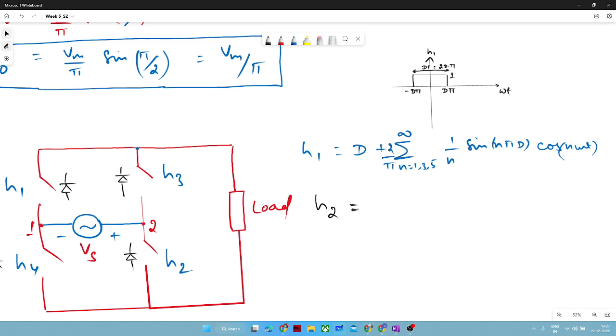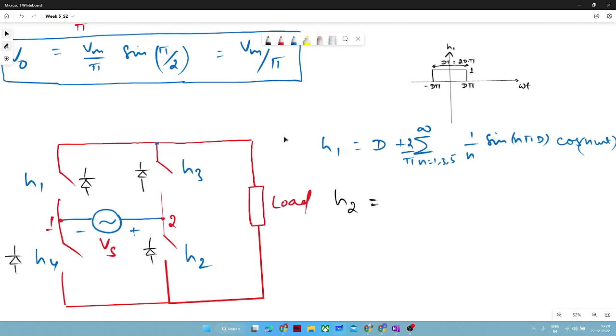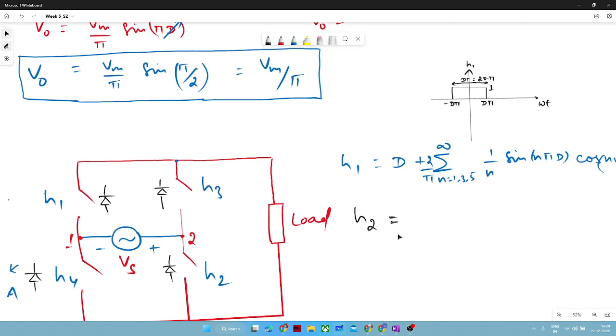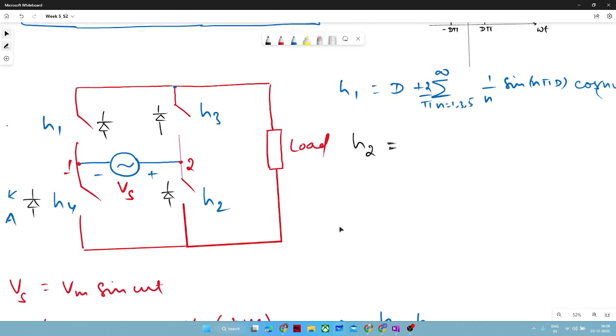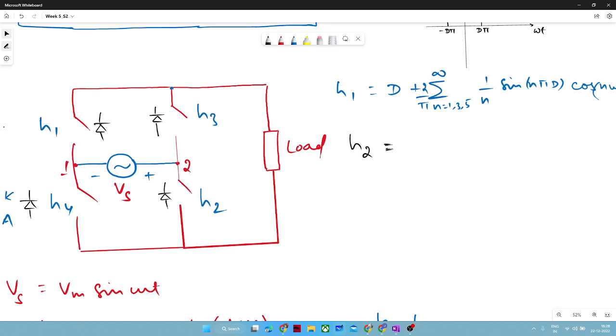Could anyone let me know what will be the switching function for H2? Just in terms of shifting or same, or it will be something other. You do not need to specify the entire expression. Okay, so I think you guys are not comfortable speaking, so I will tell it.